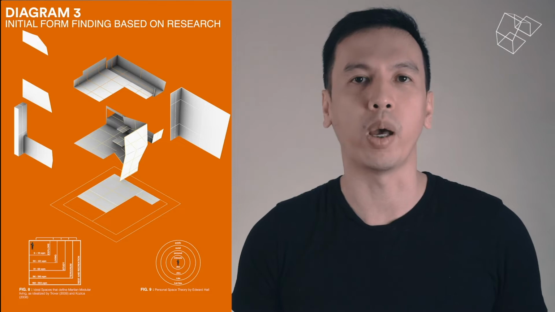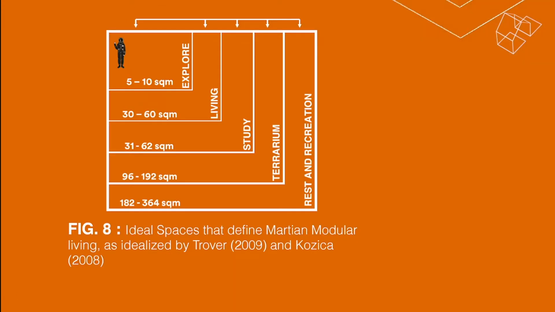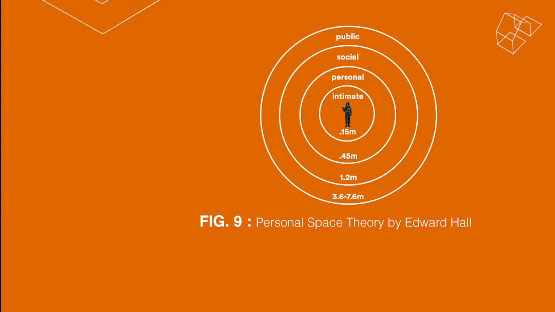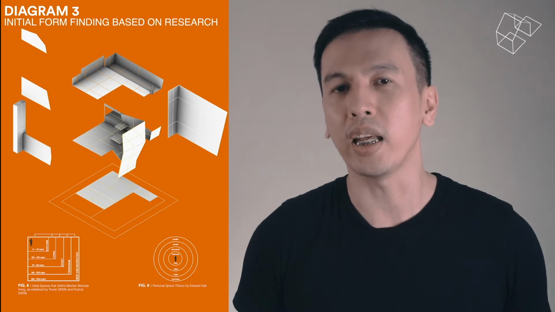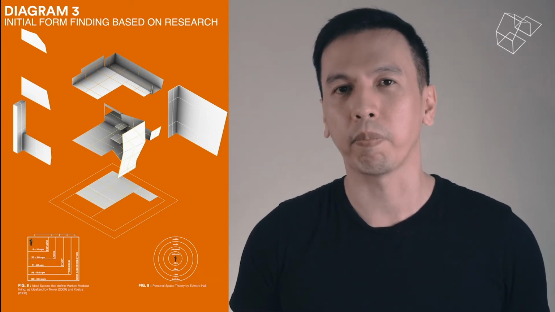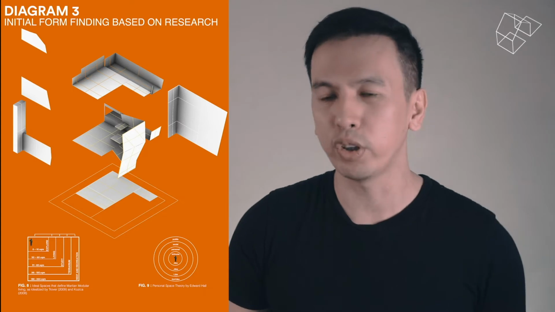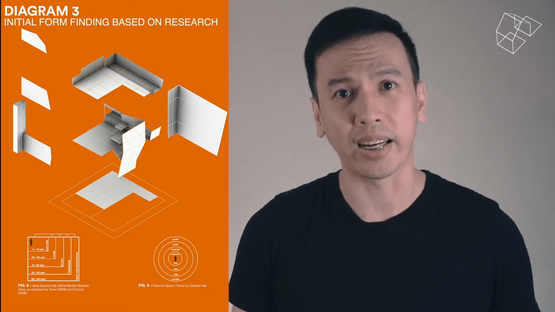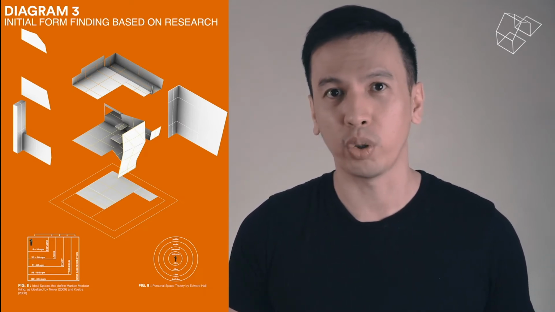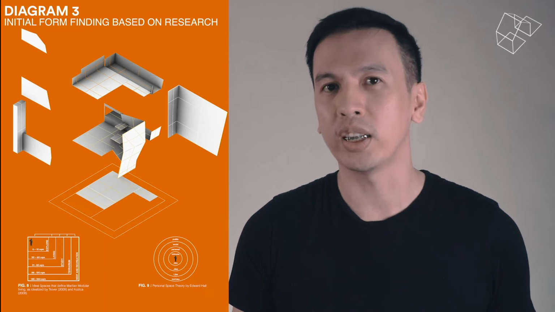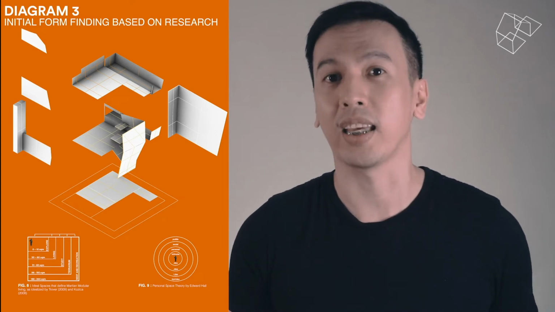I get excited when I see research translate into diagram, and I'm looking at Ideal Spaces by Kozica and Trover. And you also have Personal Space by Edward T. Hall, which everybody knows about. I was curious how this was used in the information in carving the form. Unfortunately, we get an exploded diagram without any connection to this information. So there's a huge missing link.